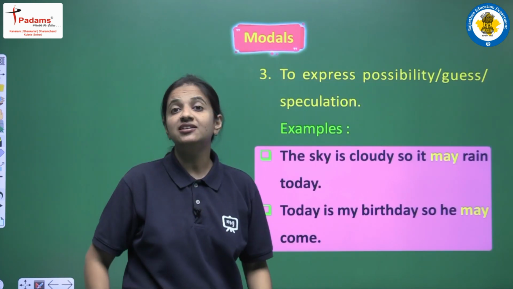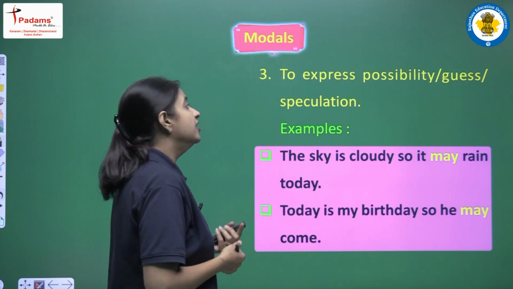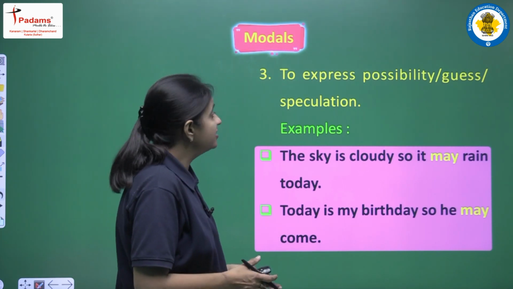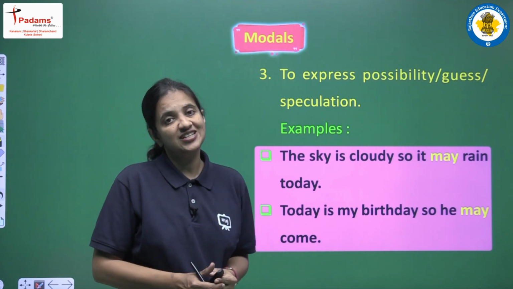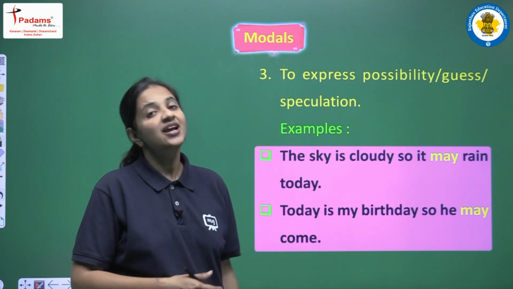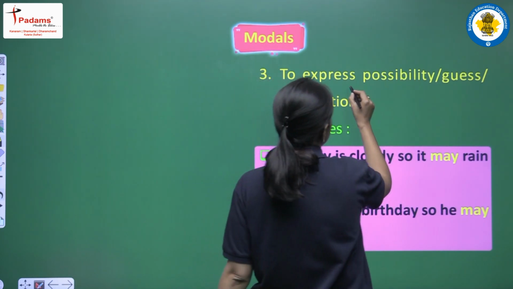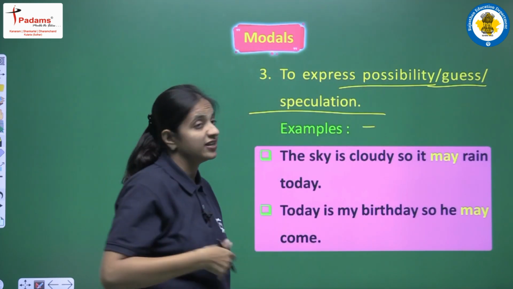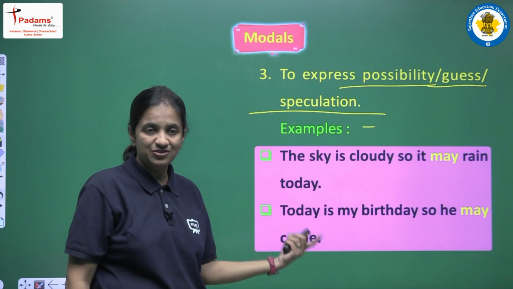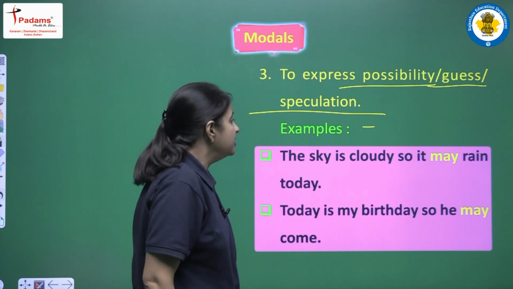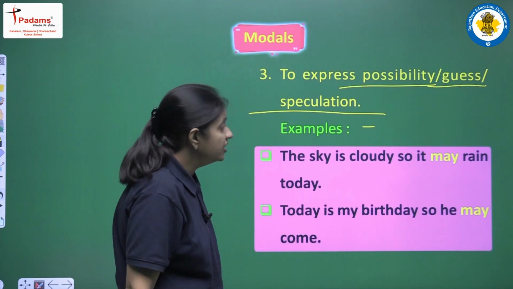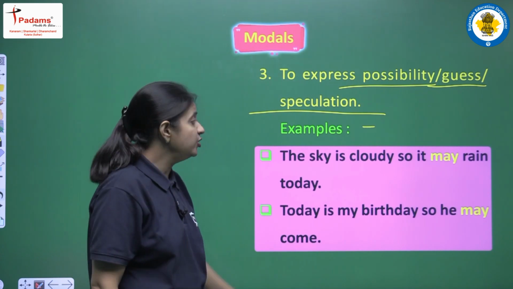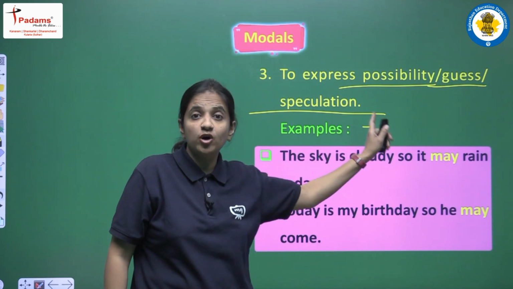Next we are having the third use of may. So let's read. To express possibility, guess or speculation. So yes, this is another use of may, and here we have to use may to show possibility, to show guess, or we can say to show speculation. And how? So let's see some of the examples. The first one is, the sky is cloudy, so it may rain today. So here we are having the possibility.